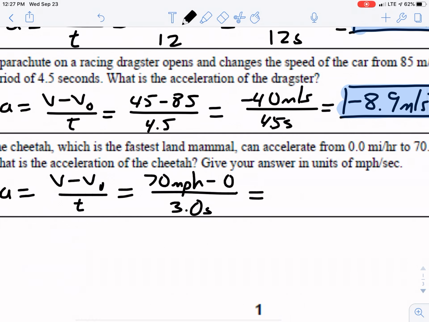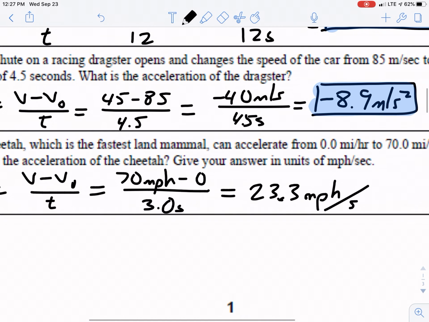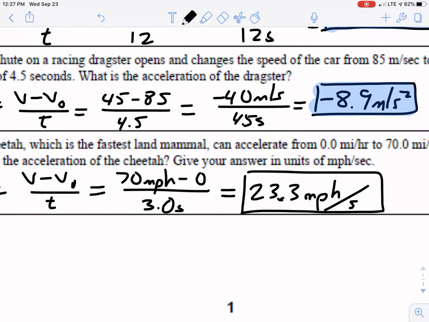And when we divide these three, we get about 23.3 miles per hour per second. Okay, that would be the unit of acceleration when the units don't match up. So we're putting our units in miles per hour per second.